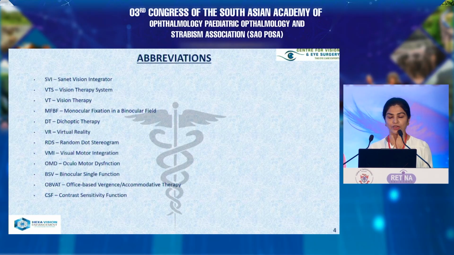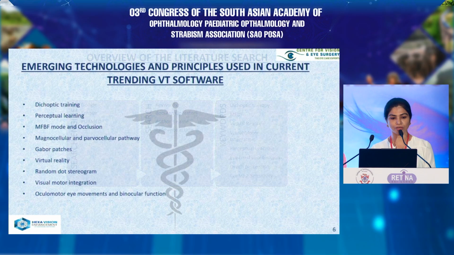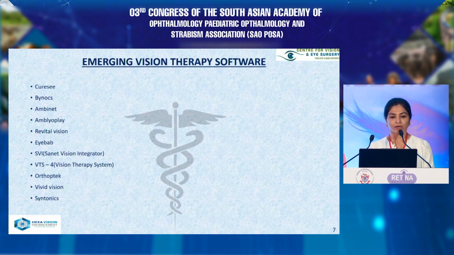So these are some of the abbreviations which have been used. The literature search which we have done while making this presentation, and these are some of the emerging technologies and what are the basic principles used in the technologies, like dichoptic, perceptual, MFBF mode, etc. These are the emerging softwares. So there is so much available in the market that it is really confusing both for the doctors as to what treatment to be given, and also for the patient, because most of the things are also available online. These are the only things which I have taken which are available here with us in India, and have been used most widely.